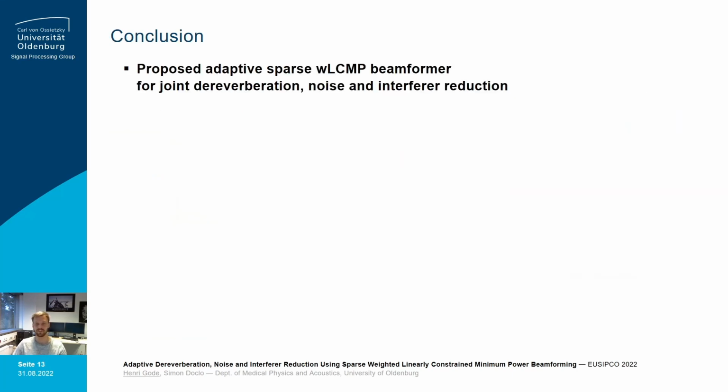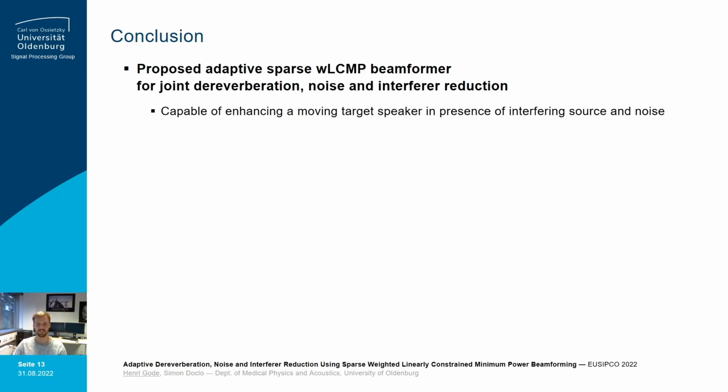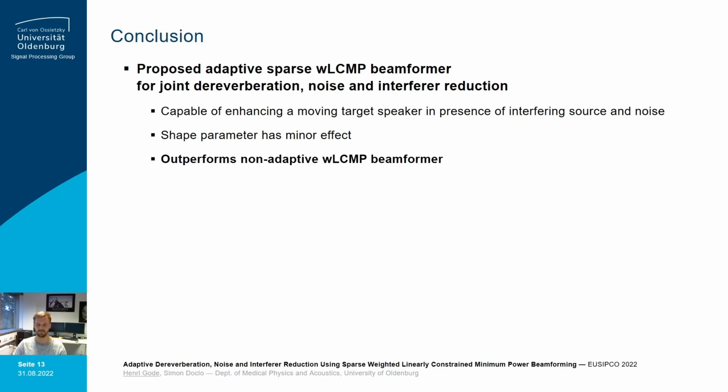So to conclude, in this work we proposed an adaptive sparse wl.CMP beamformer for joint dereverberation, noise and interference reduction, which is capable of enhancing a moving target source. And the generalization using sparse priors, which introduced the shape parameter p, was seen to have only a minor effect. So most importantly, our proposed wl.CMP beamformer outperforms the non-adaptive wl.CMP beamformer, which can be explained partly by its ability to track time-varying RTF vectors of the target speaker.